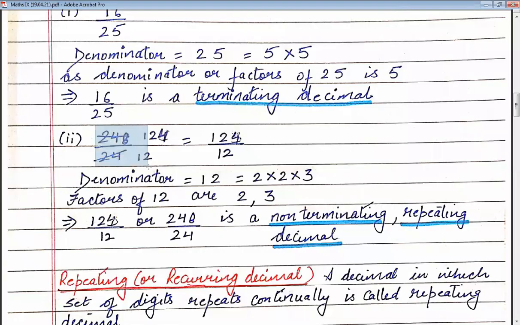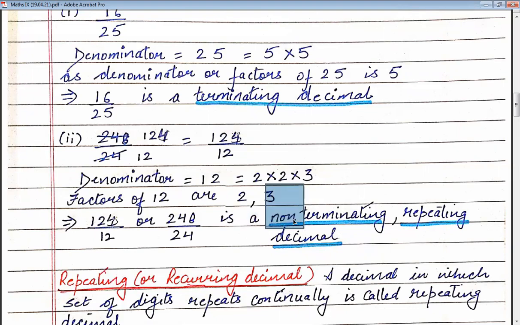It's 248 upon 24. You can cancel it to its lowest form. It's 124 upon 12. Now just have a look at the factors of 12. The prime factors of 12 are 2 into 2 into 3. So the prime factors are 2 and 3. But I told you it will be terminating only if the factors are 2 and 5. But here it is 3.